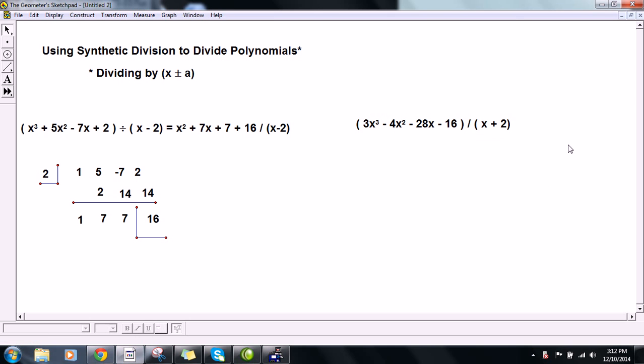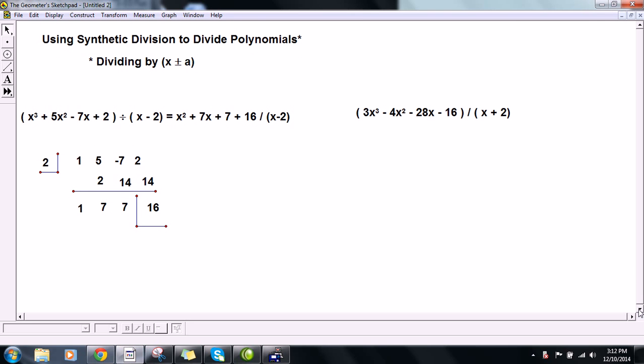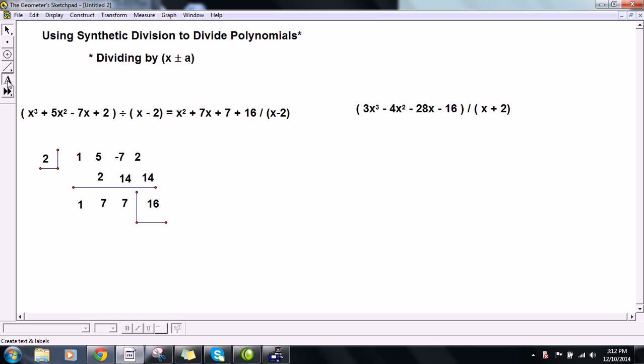Okay? So here's another example, another cubic divided by an x plus or minus a, in this case x plus 2. Right? So I'm going to use the same process. If I'm dividing by x plus 2, I take the opposite of that 2, which is negative 2, and I put it in the box. Right? Later we'll learn that's the potential root that comes from the potential factor of x plus 2. Okay? Now I'm going to take all the coefficients of my numerator and line them up and write them. Okay, so I have 3x cubed, put the 3, negative 4x squared, negative 28x, minus 16.